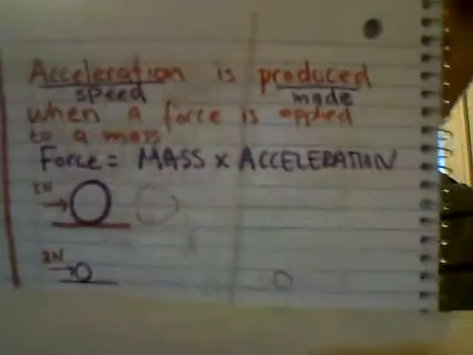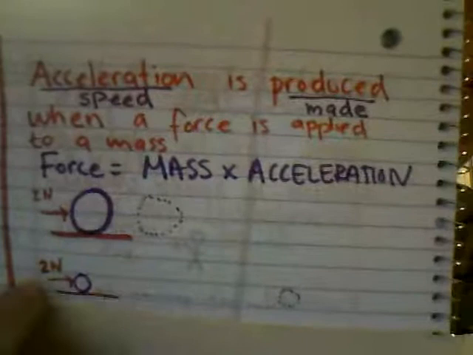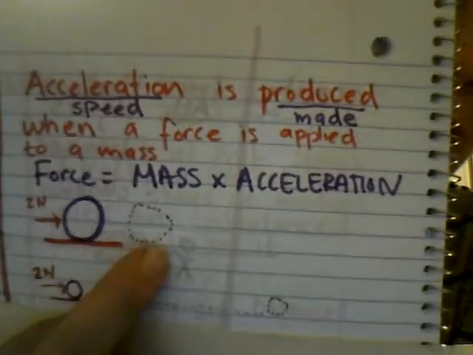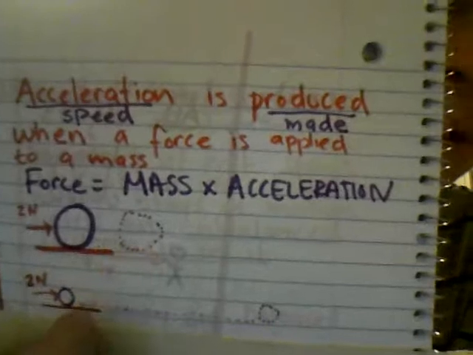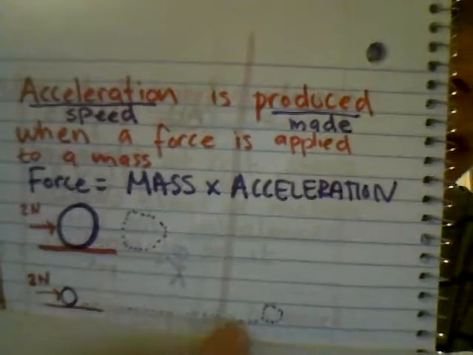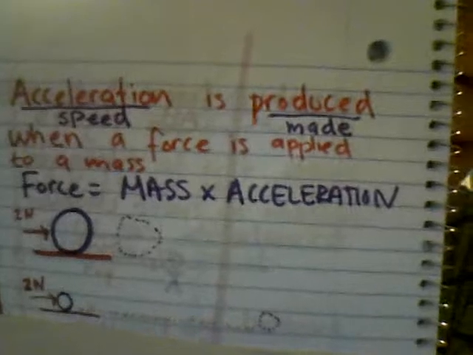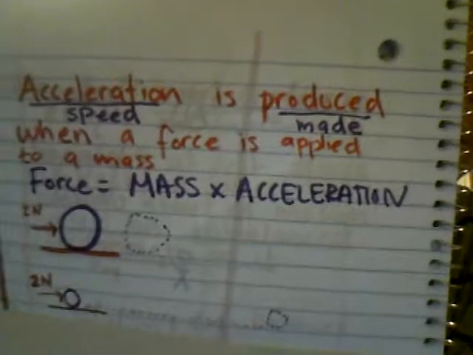Let's say we have a big object, a massive object, and a tiny object. Both of them have an applied force of 2 newtons. The big object won't go very far, but the small or less massive object will go even further. And remember, we're talking about mass here and not volume.